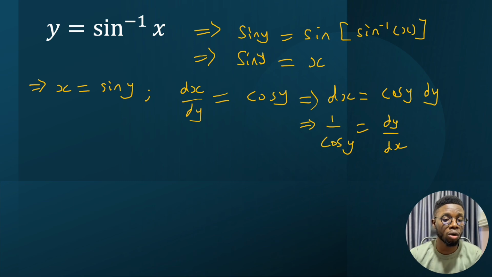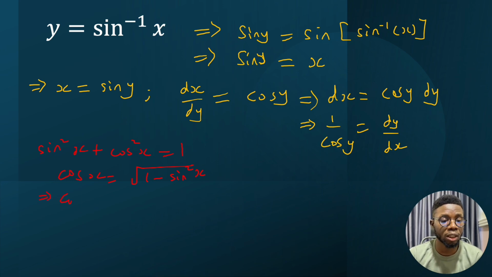You will recall from basic trigonometry, one of the trig identities is that sine squared x plus cosine squared x equals 1. So what does this imply? This implies that cos x would be equal to the square root of 1 minus sine squared x. And here we have cos y. What does that imply?